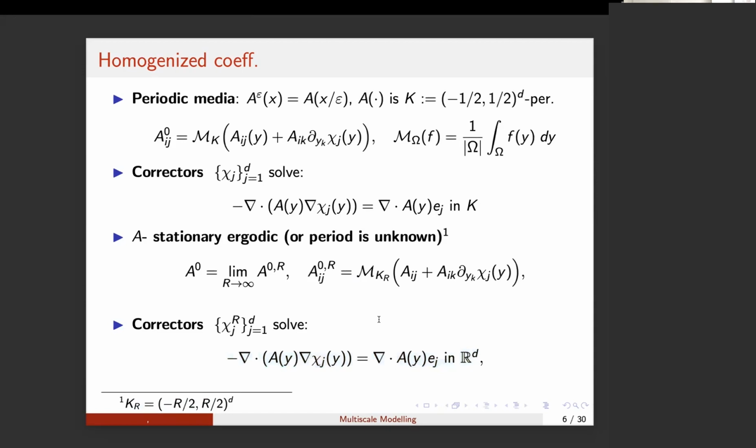Okay, so once again, I want to emphasize that maybe the material is periodic, but we assume that we do not know the period. Because if we had known the period, then we could easily solve this problem instead, and we are done. So there's nothing interesting there.